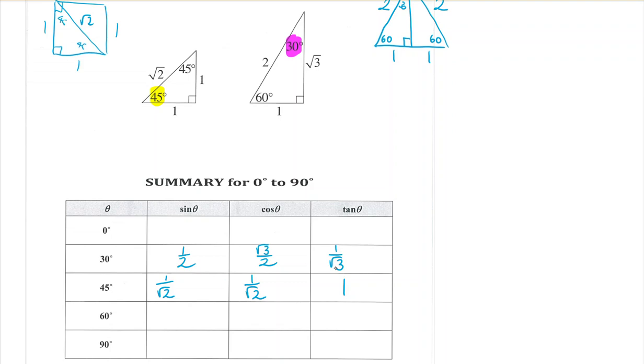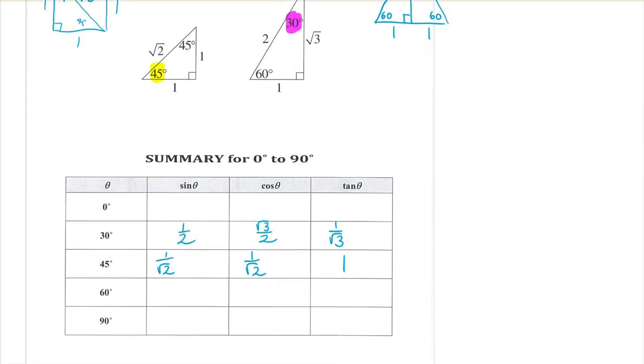Okay, now the 60 degrees. Starting with sine, sine 60 is opposite over hypotenuse, root 3 over 2. Does it make sense how I'm getting these? Cos 60 is adjacent over hypotenuse, which is 1/2.